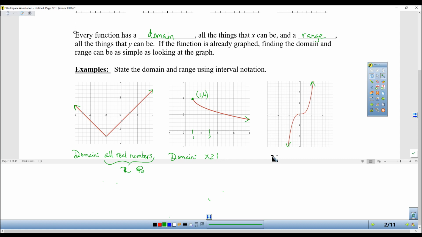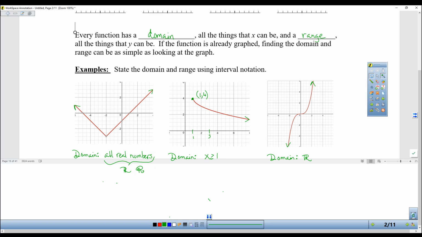Now the third one doesn't look like it goes all the way from the left to the right because it gets so steep, and that's why I chose it. Sometimes kids think the domain stops, but it does keep going further to the right as you go up and further to the left as you go down. So this domain is still going to be all real numbers, even though we don't actually see it hit all the way left and all the way right on our graph. So you do have to have a concept in your head about what a graph looks like.